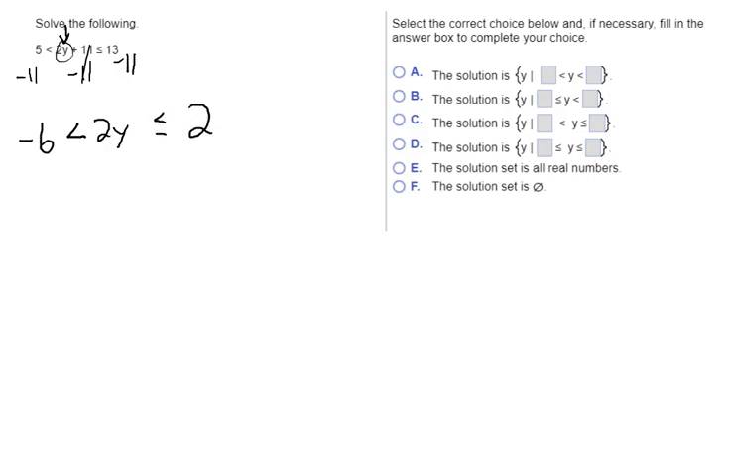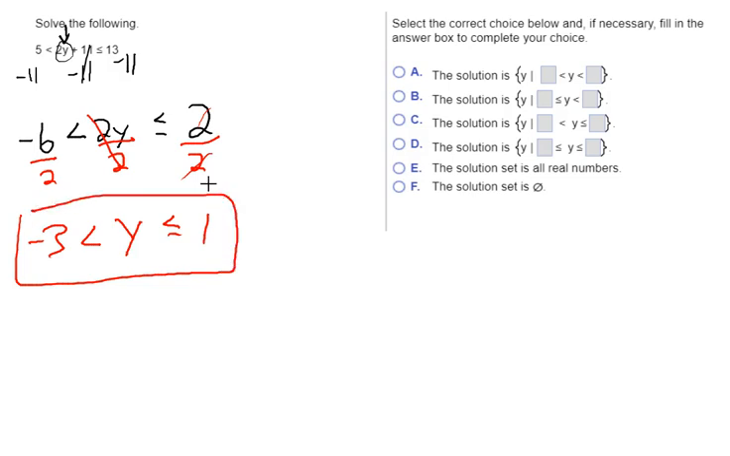All right. Then to get y by itself, I will divide by 2. If I divide by 2 in the middle, I have to divide by 2 on the left-hand side and on the right-hand side, right? Both outsides. And so we're going to get negative 3 is less than y, which is less than or equal to 1, right? The 2's here are going to cancel out, but 2 divided by 2 is still going to leave a 1 behind. All right, so this will be my answer.